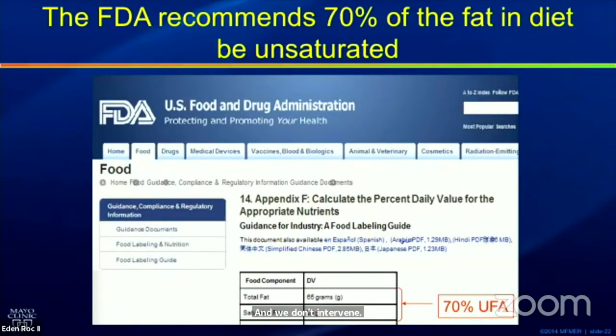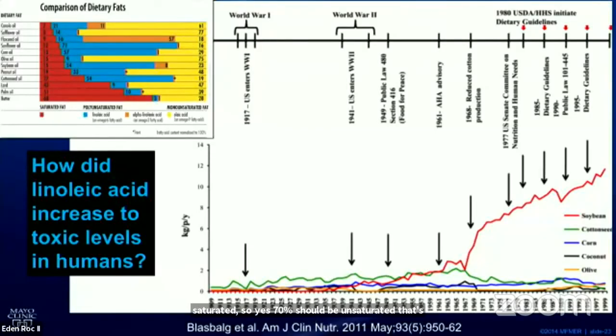Yes, the FDA has recommended that unsaturated fatty acids should be the main part of our fat source. So they say if you take 65 grams of fat, 20 grams or less should be saturated. So yes, 70% should be unsaturated. That's been the recommendation. And if you trace this backwards, when did this happen? The red line you see here is soybean oil. And if you Google this, the largest consumed oil in the world now is soybean oil. Soybean oil was not consumed much until the mid-1950s, 1960s.